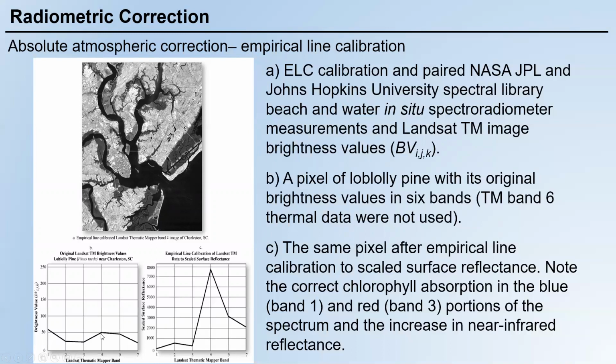Okay, this is a problem. This is due to the interference of the atmosphere. So we want to correct it to reveal the true reflectance spectrum of this vegetation pixel. On the right side, we have the reflectance spectra of this pixel after ELC, empirical line calibration.